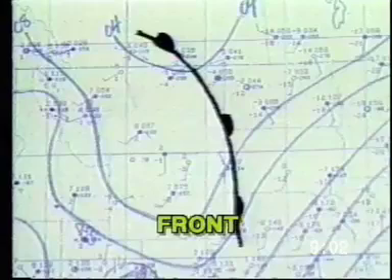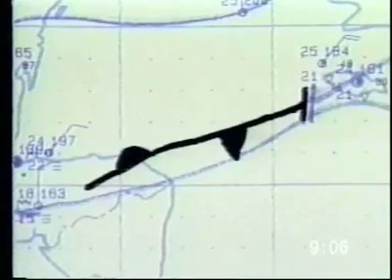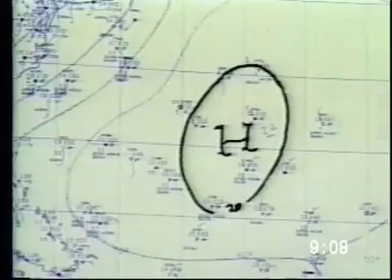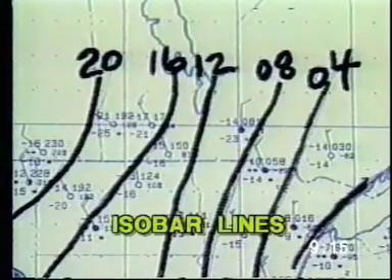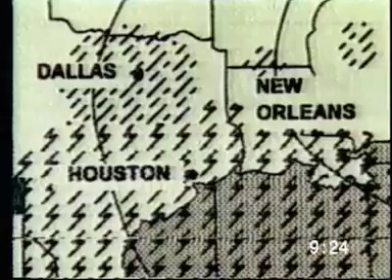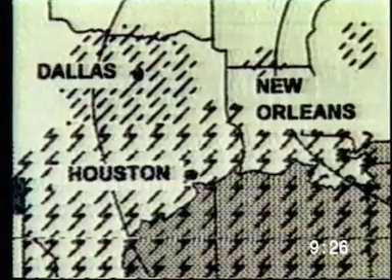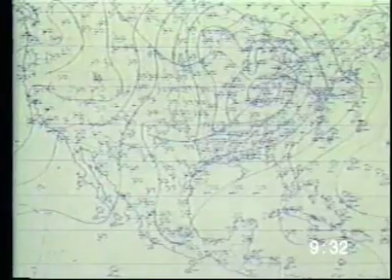A front is a line of separation at the Earth's surface between cold and warm air masses. High and low pressure areas are labeled with the symbols H and L. Isobar lines are also shown on weather maps. Isobars show lines of equal pressure in the atmosphere. Weather maps can also indicate areas that experience rain, thunderstorms, snow, or ice. As you can see, these maps tell us a lot more than temperature.